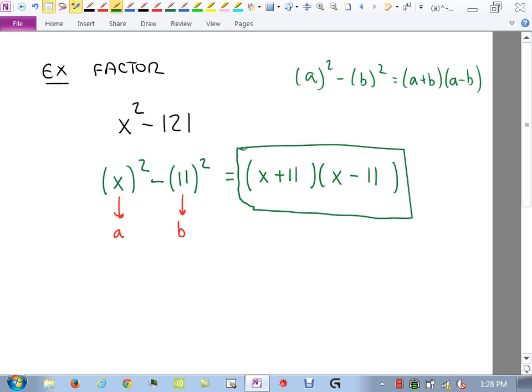So you don't keep the squared. You only want the base, the thing that's being squared. That's your a. The b is the thing that's being squared. So the square won't appear anywhere over here, because the way you get it back is you multiply this times this, right? And when you do that, you get x squared. If you had put squared over here, now you get like x to the fourth or something.